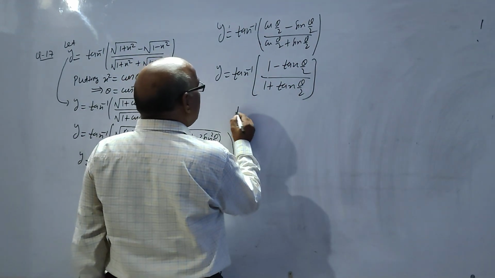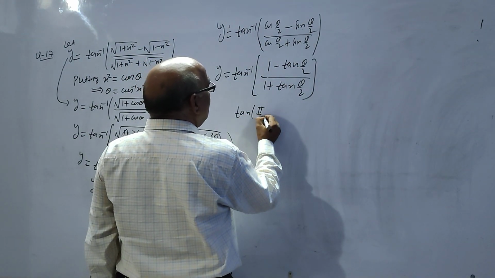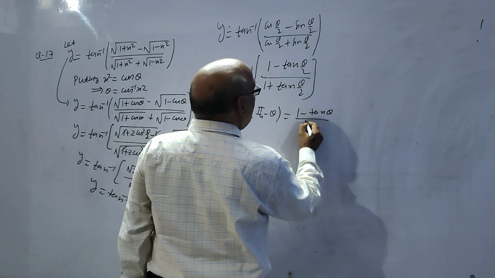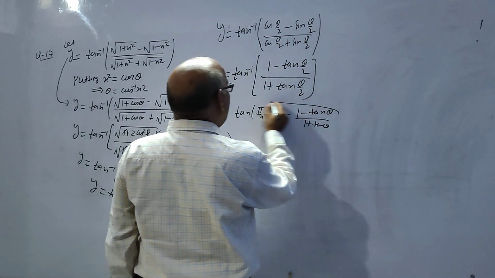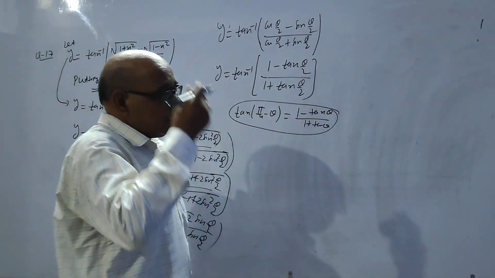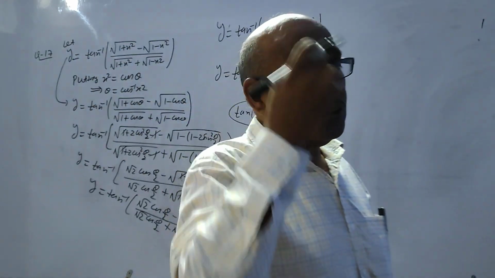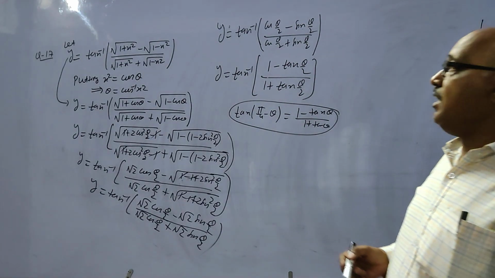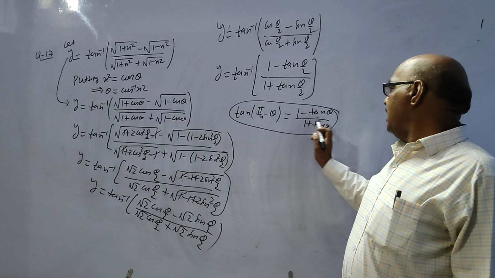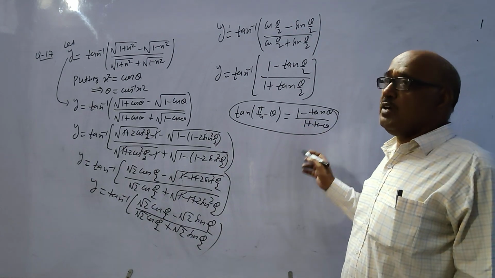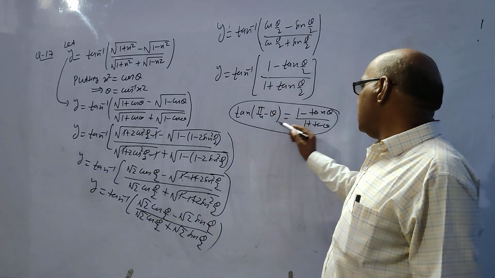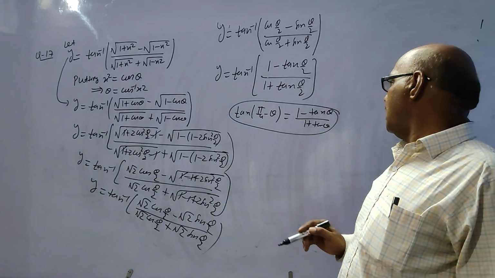You know this is tan(pi/4 minus theta), that is (1 minus tan theta) upon (1 plus tan theta). Expand it using tan(a minus b). So what is tan(a minus b)? That is equal to (tan a minus tan b) upon (1 plus tan a tan b), and tan pi by 4 minus tan theta upon 1 plus tan pi by 4 tan theta. The value of tan pi by 4 is 1. So tan(pi/4 minus theta) is equal to (1 minus tan theta) upon (1 plus tan theta).